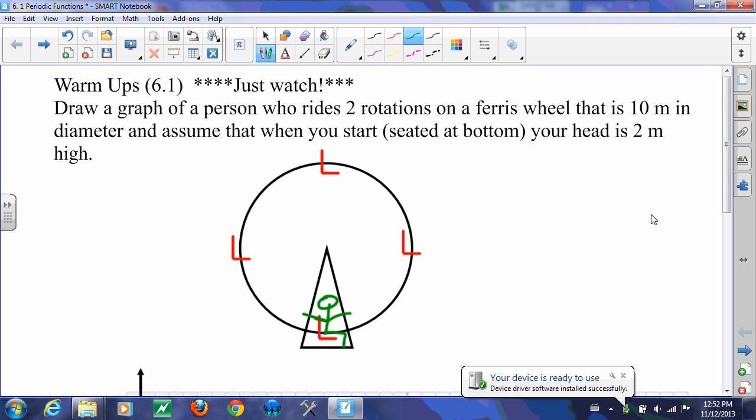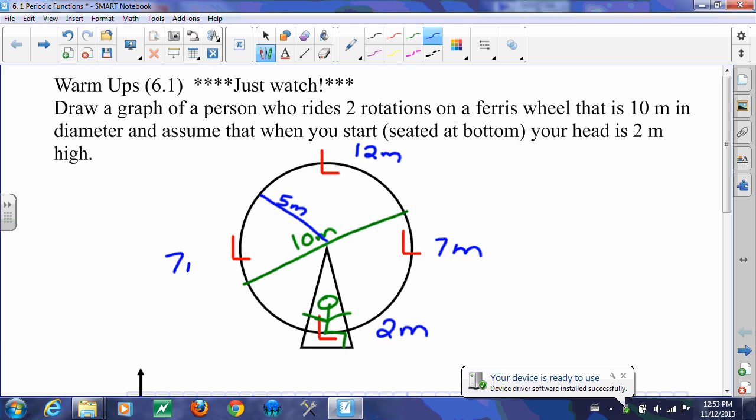It says draw a graph of a person who rides 2 rotations on a Ferris wheel that is 10 meters in diameter. That means the radius itself is 5 meters. Assume that when you start, seated at the bottom, your head is 2 meters high. With a 10 meter diameter, at the top we're going to be at 12 meters. And halfway through, we are going to be 2 plus 5, because that's the radius, so we're at 7 meters, both on the way up and on the way back down.